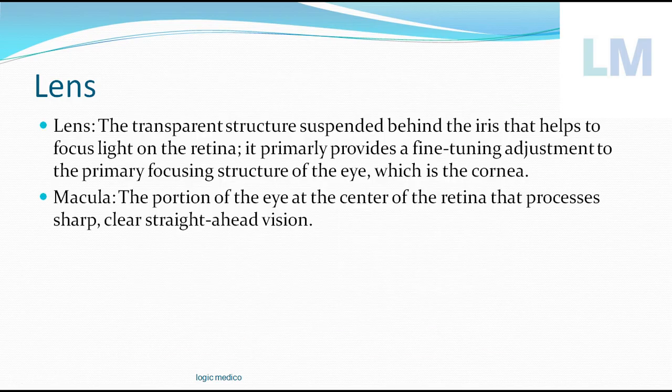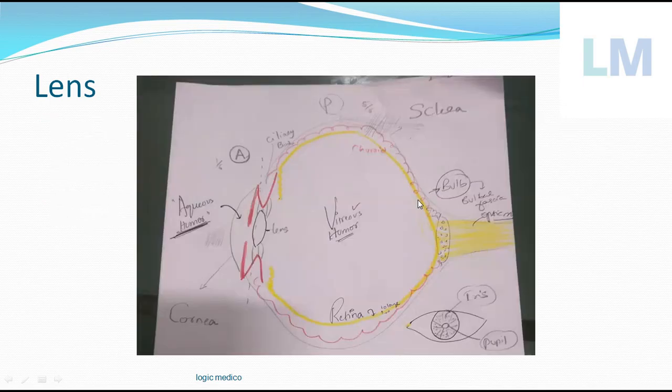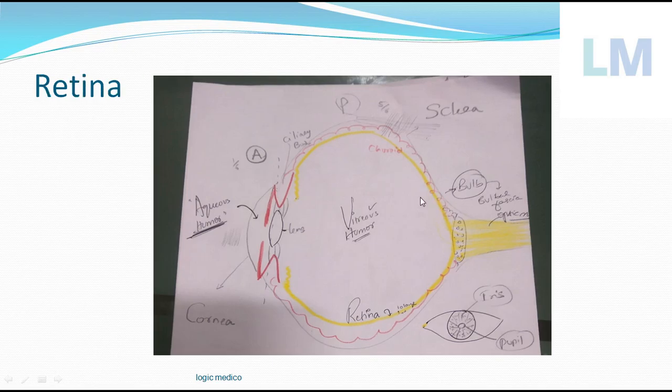So this is about the lens, a transparent structure just behind the iris, which helps in focusing the light on the retina, and that part of the retina is called the macula, a more central portion of the retina. A very sharp and clear image is formed here. This portion is called the macula of the eyeball.